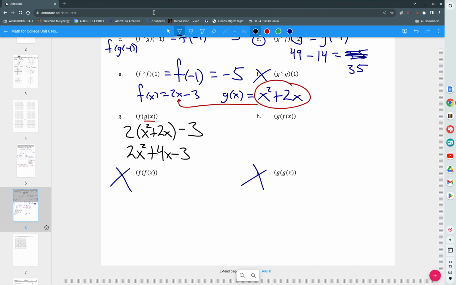Factoring doesn't necessarily mean that it's more simplified. Factoring is just another way of writing it. If you could get something to cancel, then you could factor, but we're just going to leave that be. Notice in the next one, it's g of f. What's different about that is I take this and I place it into both spots where I have an x. It has to go into both spots. And if you put it into both spots, you get 2x minus 3 quantity squared plus 2 times 2x minus 3.